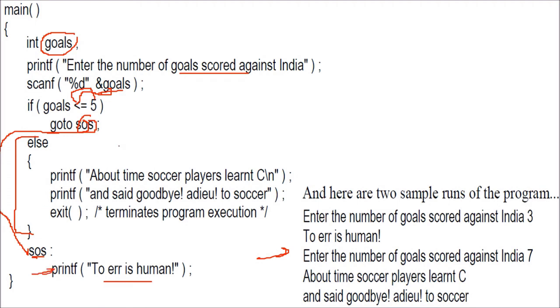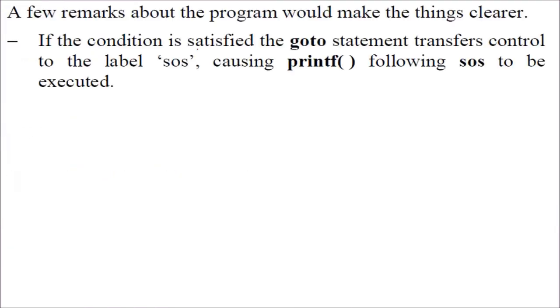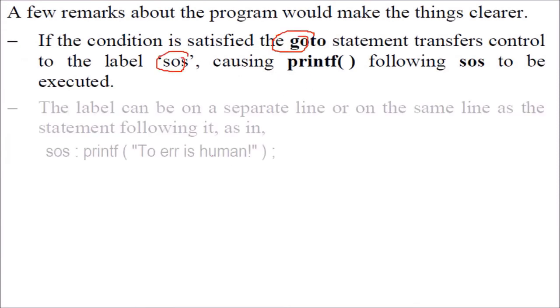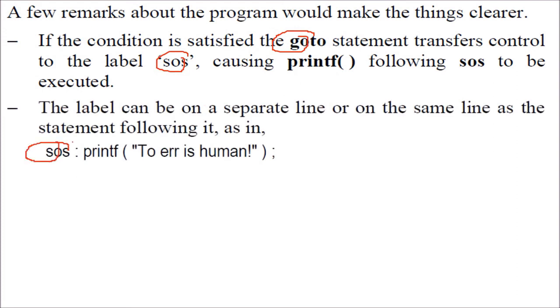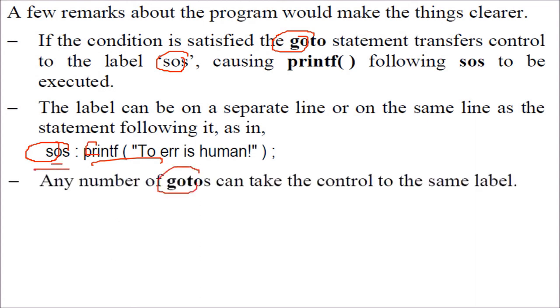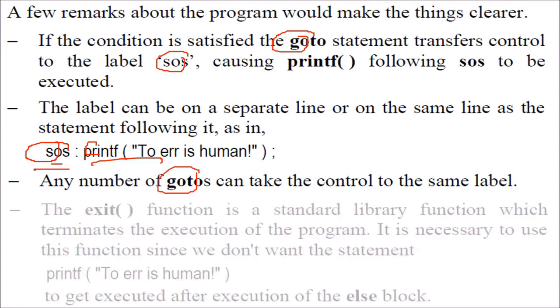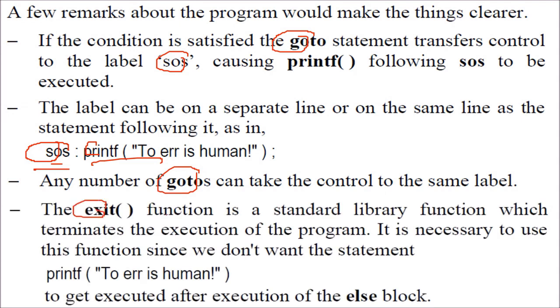But when you have a large program, then goto creates problems. Goto does not create a problem basically; the flow of control creates the problem. So if the condition is satisfied, the goto statement transfers control to this SOS, which you have seen will be printed. This label can be on a separate line or on the same line as the statement. You can have a line here after the SOS colon, or in a separate line also. And you can have any number of gotos in your program. This exit function, as you just saw, is a standard library function.